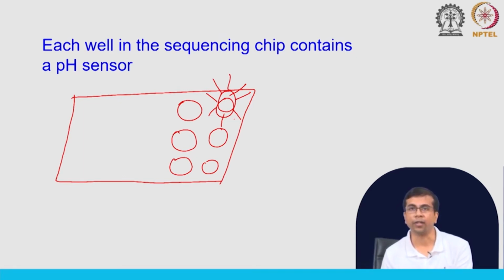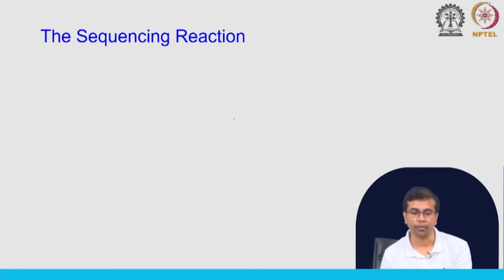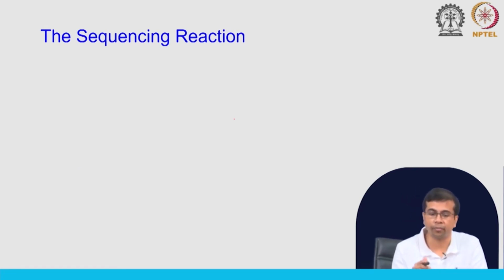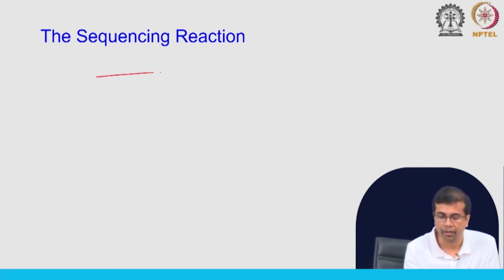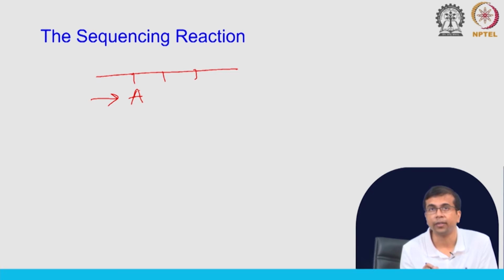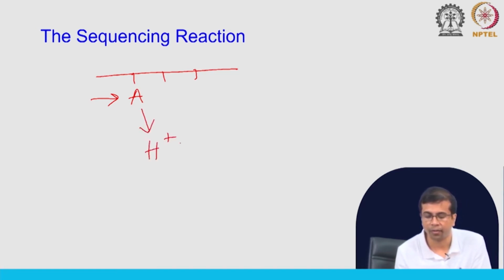Now, how does this H plus ion concentration change? This is something very important. When you have this DNA, and here is the primer, and you have the polymerase adding a base, the moment one base is added, what you get is an H plus ion release.